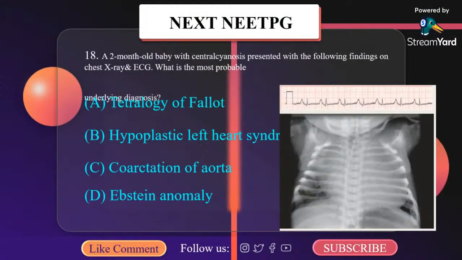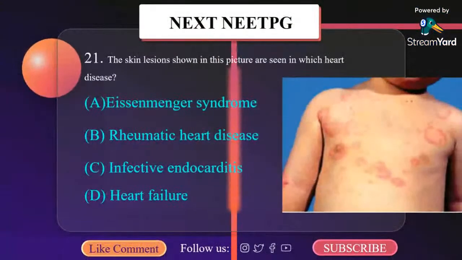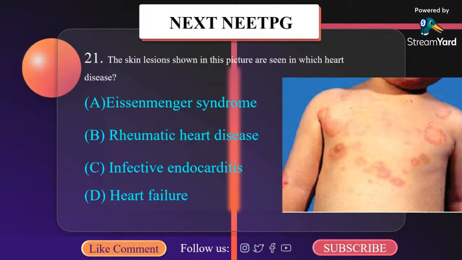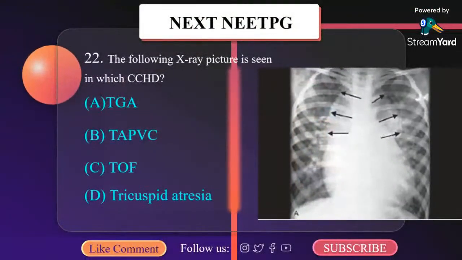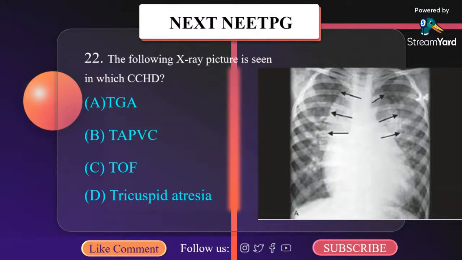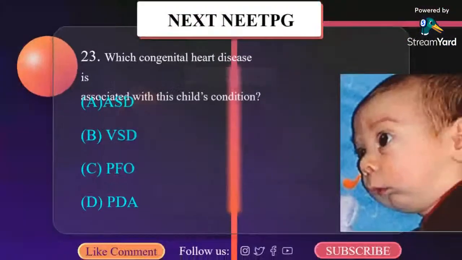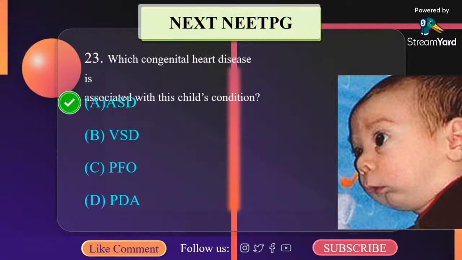A 2-month-old baby with central cyanosis presents with the following findings. The correct option here is Ebstein anomaly. The skin lesions shown in the picture are seen in which heart disease? Eisenmenger syndrome, rheumatic heart disease, infective endocarditis. It is seen in rheumatic heart disease. The following X-ray picture is seen in which congenital heart disease? It is TAPVC. Which congenital heart disease is associated with the child's condition? ASD, VSD, PFO, PDA.